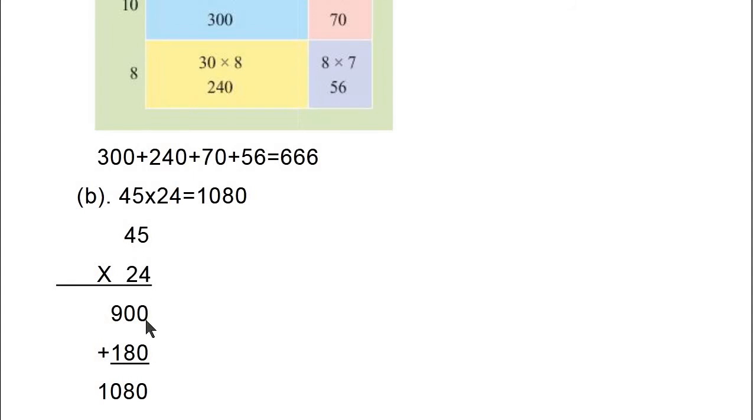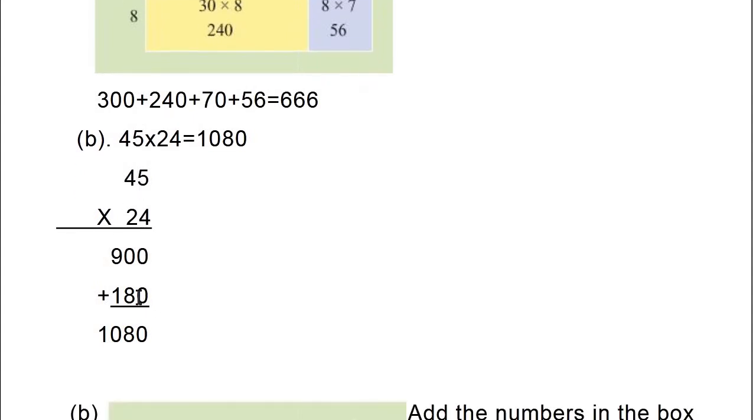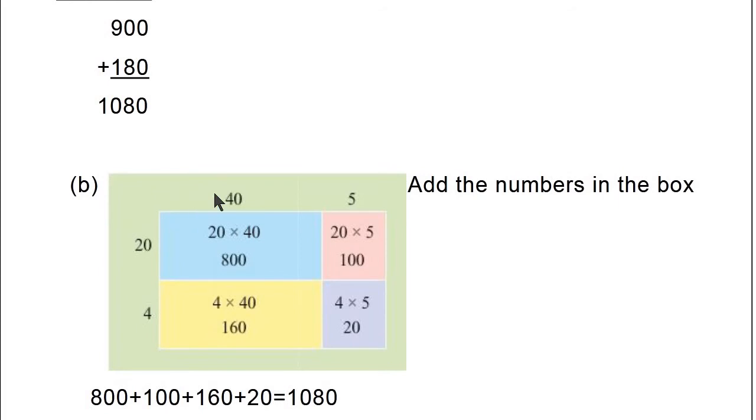45 into 20, 900, and 45 into 4, 180. 900 and 180, 1080. Now 40 and 5, 20 and 4. Now 20 and 40, 2 4s are 8 and 2 0, 800. 20 and 5, 2 5s are 10 and 1 0, 100. 40 and 4, 4 4s are 16 and 1 0, 160. 4 5s are 20. Now add 800, 100, 900, 160 and 20. So 900 and 160 and 20, 180.